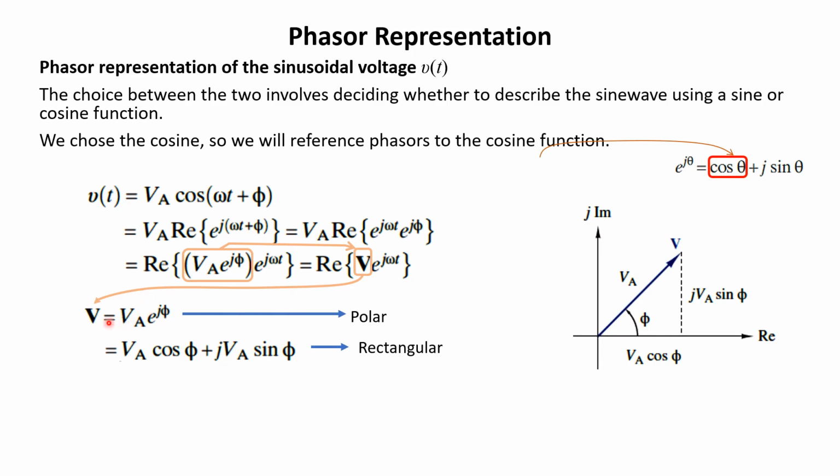This phasor is shown over here. This is the pictorial form of a phasor. V_A is the magnitude, the phasor shown with the arrow, meaning the length of this arrow, and phi is the angle.